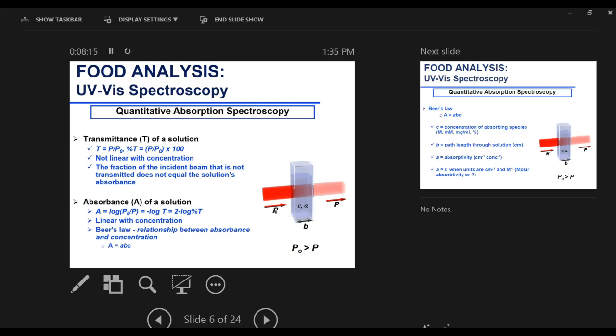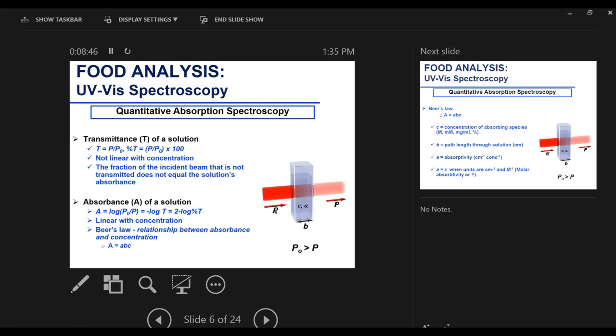Absorption is related to transmission. It's the negative log of transmission, and it does have a linear relationship with concentration. That's why it is used to determine concentration. And here you are, this is Beer's law. Beer's law is also Beer-Lambert law. So if you hear Beer's law and you hear Beer-Lambert law, it's the same law. I don't know why Lambert was dropped. Both of them were the scientists that came up with that. Maybe for ease of use, it's Beer's law.